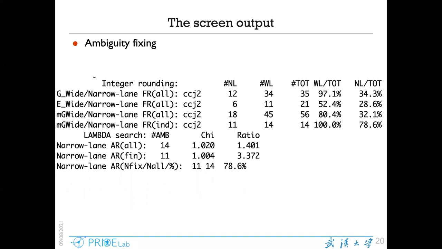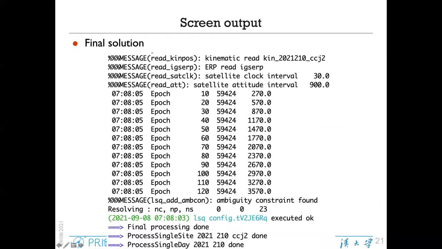It's just trying to quantify the quality of your float ambiguity estimates using this method. The final solution will be based on lambda search, based on the float ambiguity estimates, as well as the variance covariance information of those ambiguities. Then we need to search for the correct integer candidates and finalize which ones are the best solution for those float ambiguities. So the final fixing rate is, within 14 ambiguities, we fixed 11. This is for 1 hour data. So the fixing rate is 78.6% for the hourly data.